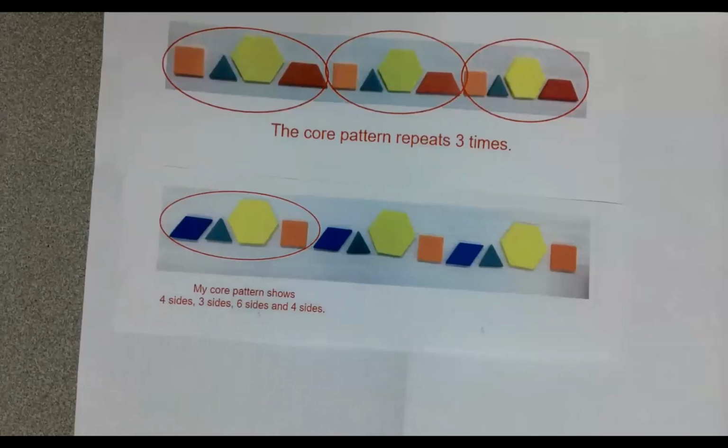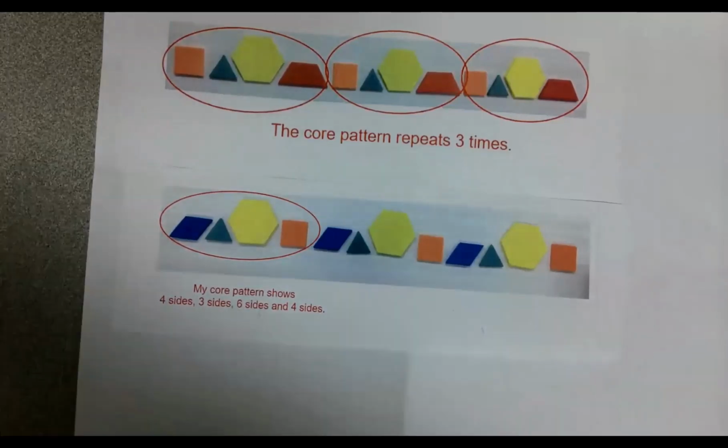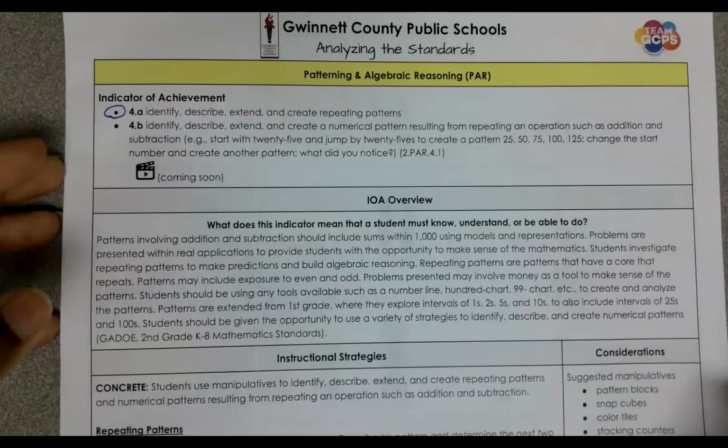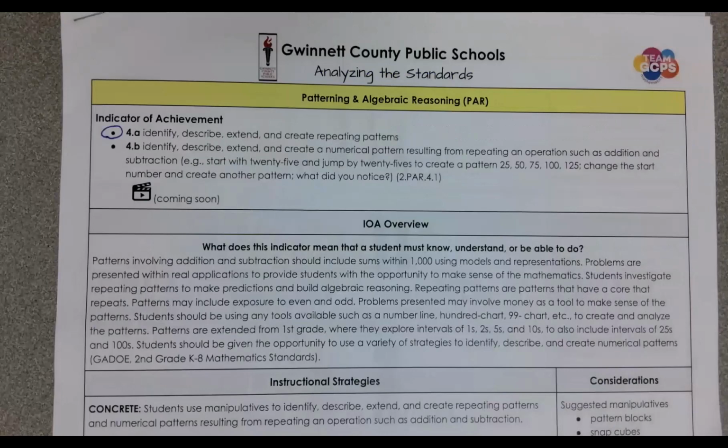So in summary, IOA 4A is related to IOA 4B because it requires students to identify, describe, extend, and create numerical patterns that repeat. However, we also focus on identifying the core of the pattern with IOA 4A. IOA 4B requires students to repeat an operation such as addition or subtraction. They experienced that IOA in previous units 2 and 4.